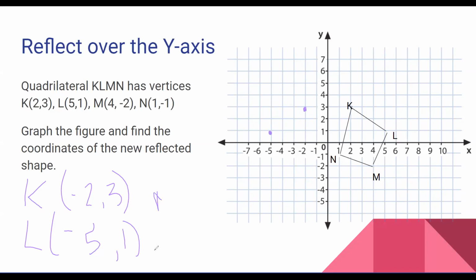Then my M, I have 4 and then down -2. So now I'm going to go over to -4, and I'm still going down 2. So now this is -4, -2. And then my N, instead of it being 1, -1, I'm going to go over 1 to negative and then go down -1. So my N is now -1, -1. So those are my new coordinates.